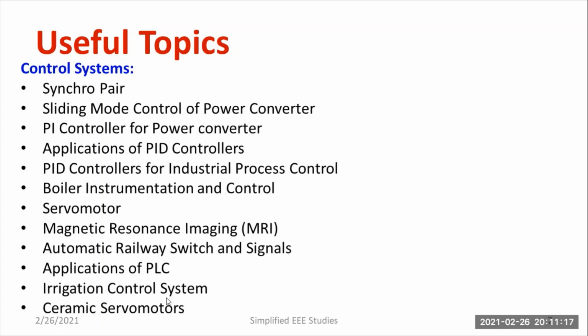Then irrigation control system, automatic irrigation, how to perform an automatic irrigation system. So you can make out an automatic irrigation system, depending on the crop, depending on the water level. You can save the water, and you can provide some kind of alarm, and you can control the theft of the crop. Many applications are there. Then ceramic servo motors. This is also one of the upgraded topics related to servo motor. Okay, these are the few topics which I noticed from control system. There are many, just like a C.